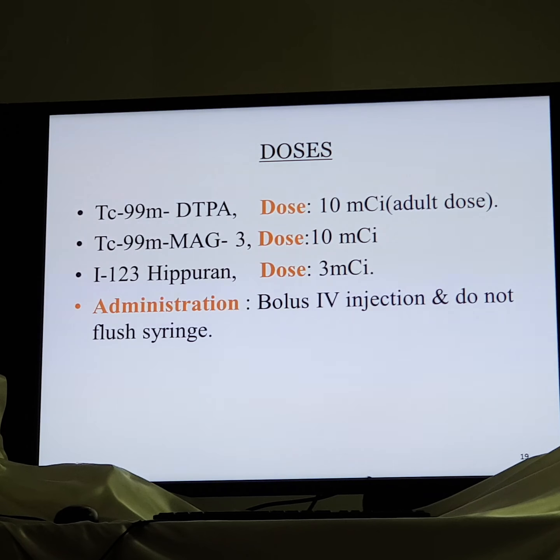Doses: for DTPA and MAG3, we give the patient 10 millicurie, and iodine hippuran 3 millicurie maximum for an adult. Pediatric dose depends on the weight. The type of administration here is IV bolus injection without any flushing, or we give saline after the injection, just to make sure that what is in the tube goes inside.